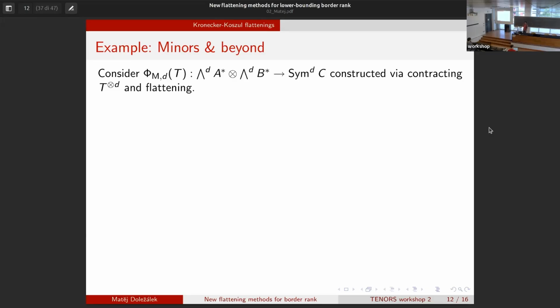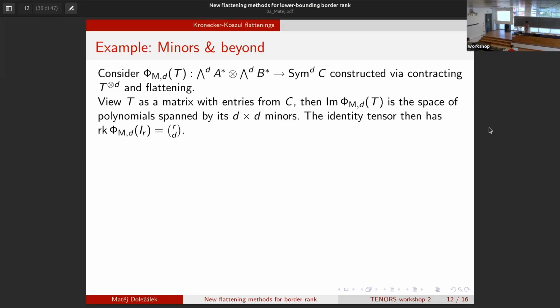And this is a very nice elementary interpretation, because I could look at C as a matrix whose entries are vectors from C, right? That's a way to view a tensor. And then the image of this matrix is just the space spanned by minors. So again, something relatively elementary.